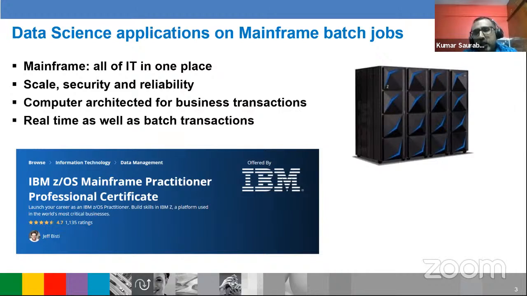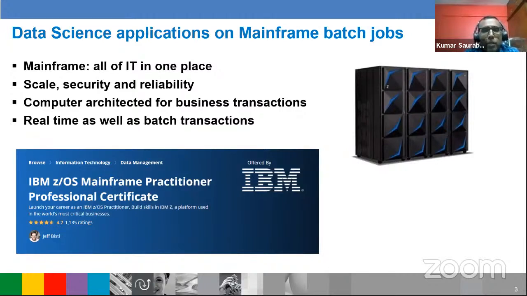Or let's say an airline, right? Not in COVID times, but pre-COVID, or once this COVID situation improves, these airline companies could be seeing millions of transactions happening within a day. So for these kinds of transactions, mainframe comes in very handy. It's very good at processing several transactions in parallel.